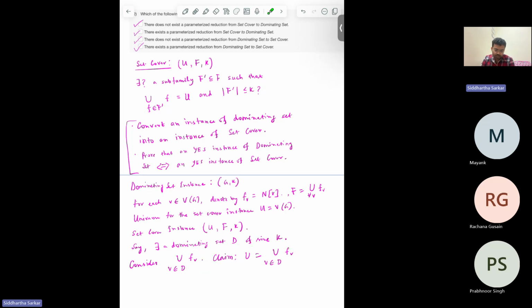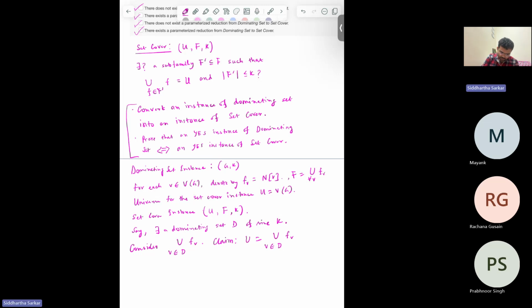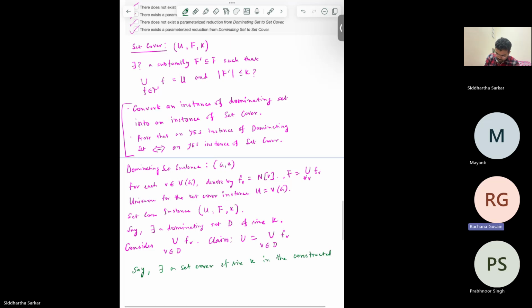So therefore we have what is called a parameterized reduction from the dominating set to the set cover in one direction. The other direction also we have to prove. The other direction is the following: suppose there exists a set cover of size k in the constructed instance. Let us say the set cover is denoted by S.